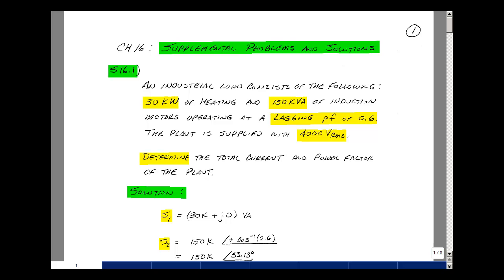This lesson deals with supplemental problem 16.1. You can find this problem in the ECE202 ebook in the chapter 16 supplemental problems on page 1.